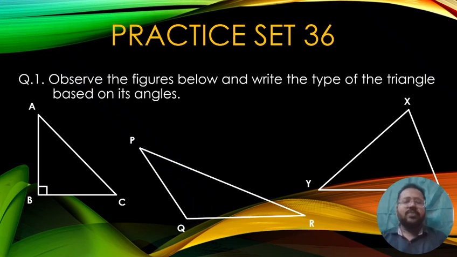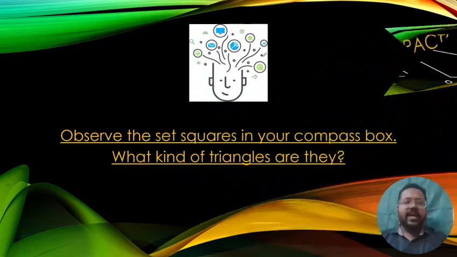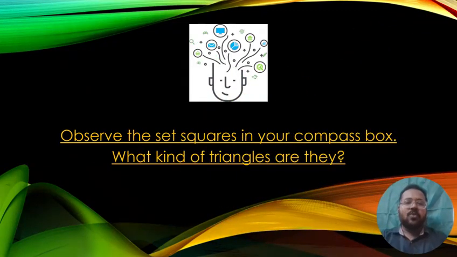So I hope that's all for today, and I have some homework for you. What you have to do is observe the set square in your compass box. You have seen some triangle shapes in your compass box, right? These are set squares, and you have to observe them and tell me what kind of triangles they are.